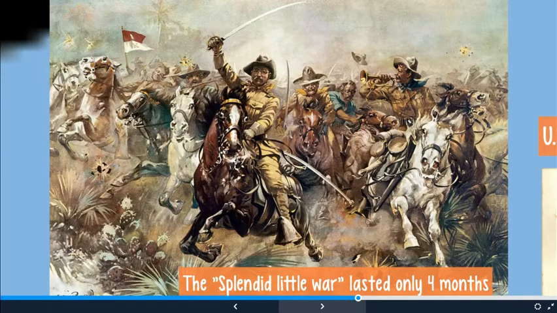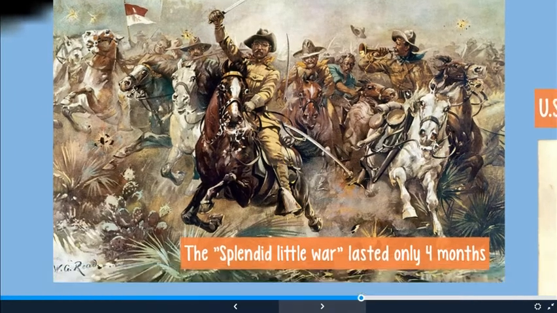But the war itself, the fighting, really was one-sided, and it didn't last all that long. It lasted only about 4 months. Most of the Americans who died in the Spanish-American War did not die as a result of actually shooting or injury from the fighting itself. Most of the Americans died because of diseases like malaria as they went into tropical climates like Cuba.